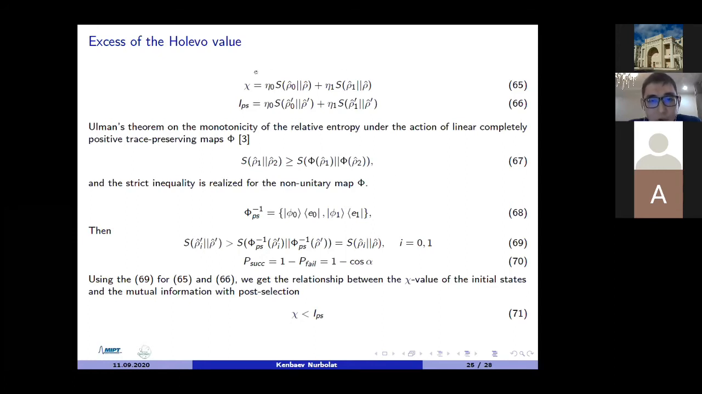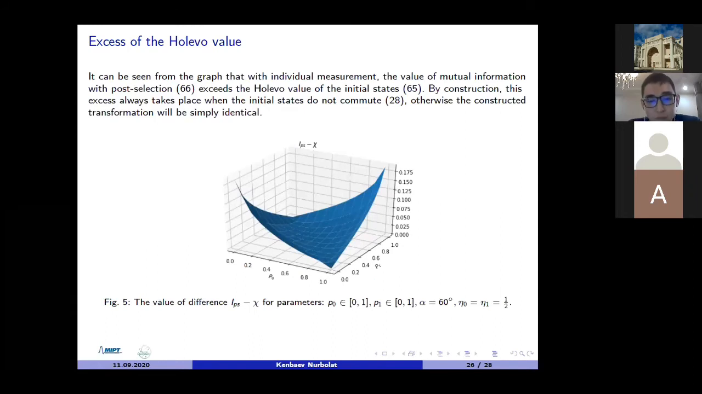Comparing the Holevo value of the initial states with mutual information and using this inequality, we have the following inequality. It tells us that the mutual information with post-selection is strictly greater than the Holevo value of the initial states. Generally speaking, the Holevo value is the upper bound of mutual information over all possible measurements. But here we discard inconclusive outcomes, and that gives us a jump over the Holevo value. It can be seen from the graph that with individual measurement, the value of mutual information is strictly greater than the Holevo value of the initial states.